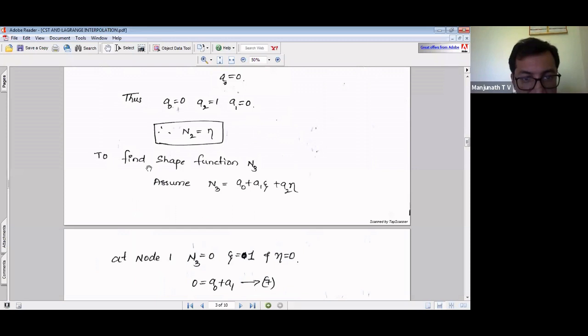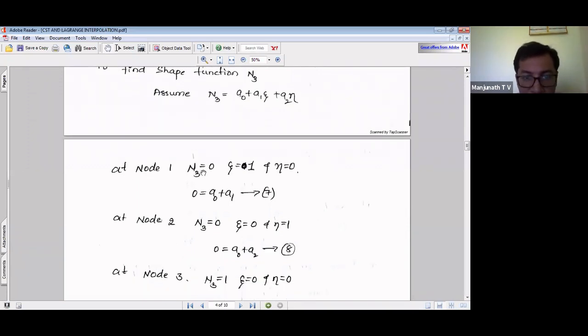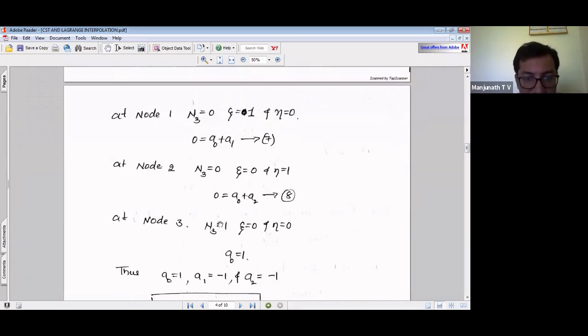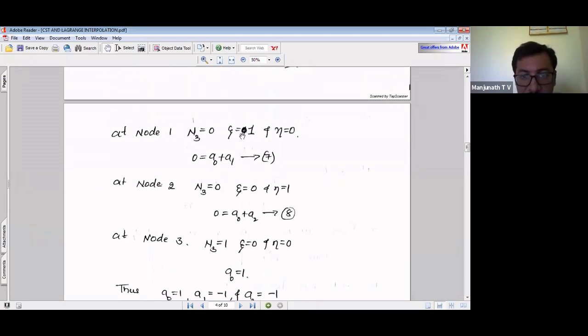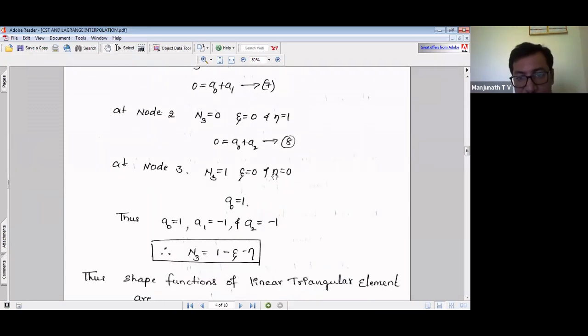Similarly, you are going to find the shape function N3 at node number 3. Assume the interpolation function in terms of zeta and neta for shape function 3. At node number 1, the N3 value will be 0, that we know. At node number 2, the N3 value will be 0. At node number 3, the N3 value we consider 1. Then the coordinate values are the same as in the previous case: zeta 1, neta 0 at node number 1; zeta 0, neta 1 at node number 2; zeta 0, neta 0 at node number 3.